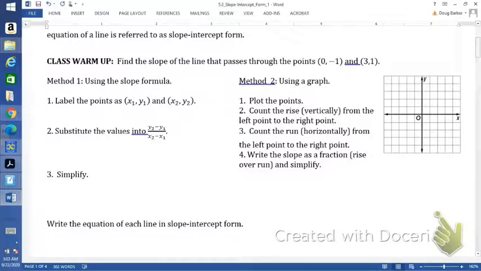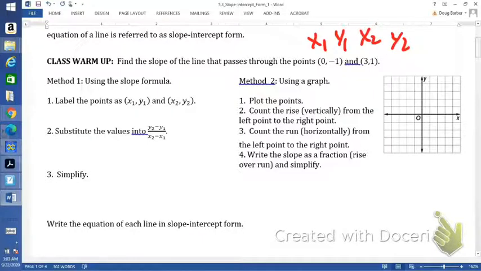Alright, so the 3 steps for using the slope formula. The first is to label the points x sub 1, y sub 1, and x sub 2, y sub 2. So the first ordered pair, the x coordinate will be our x sub 1, and the y coordinate will be our y sub 1. And then our second point, the x is going to be our x sub 2, and then the y is going to be our y sub 2.